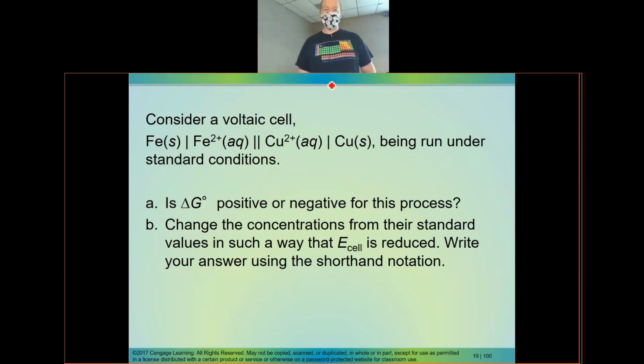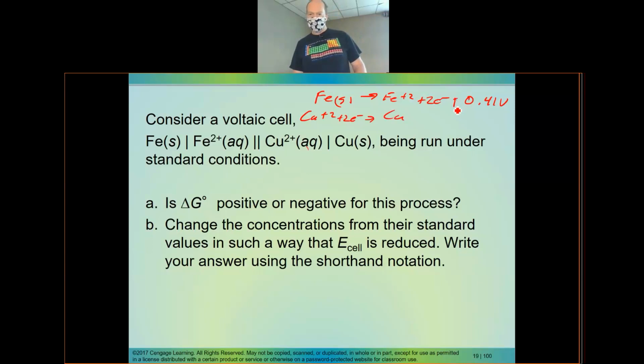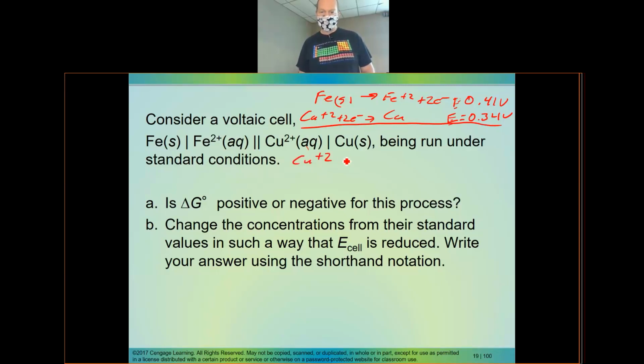All right, so here's another cell reaction. We have iron solid going to iron plus 2 plus 2 electrons. I think that is 0.41 volts, if I remember correctly. And then we got our copper plus 2 plus 2 electrons goes to copper. And the E value for that is equal to 0.34 volts. And so when you add those up, you get your overall reaction of copper plus 2 plus iron solid metal goes to copper solid metal and iron plus 2 with an E value of 0.75 volts.